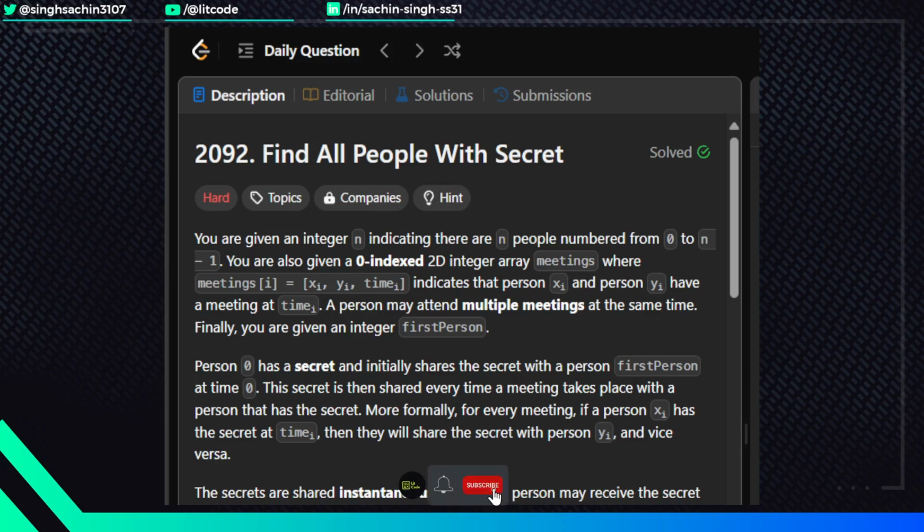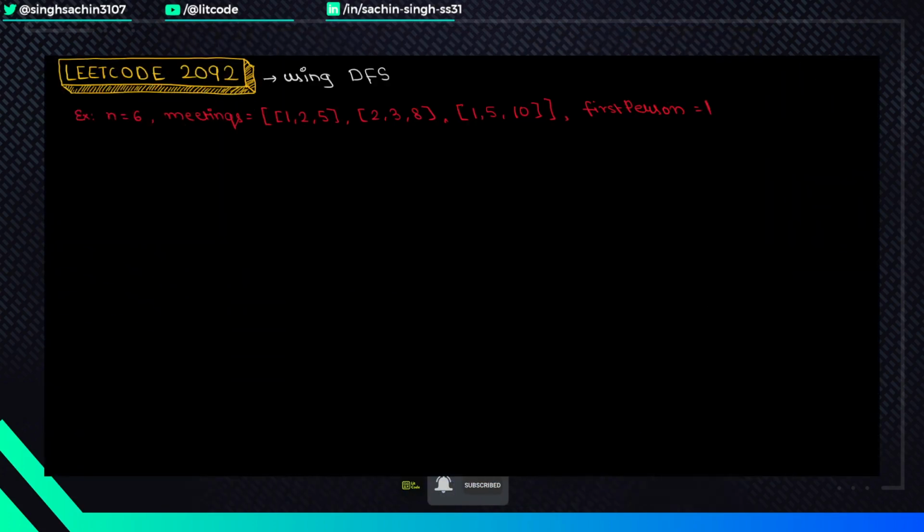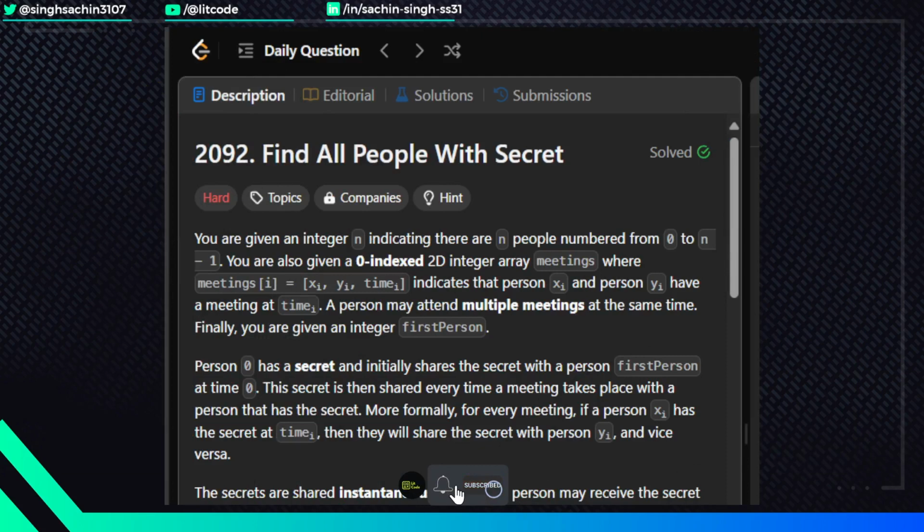So we'll first check out the problem statement, then we'll look into the approach which we're going to use, and towards the end we'll see the code as well. So let's start with the problem statement.